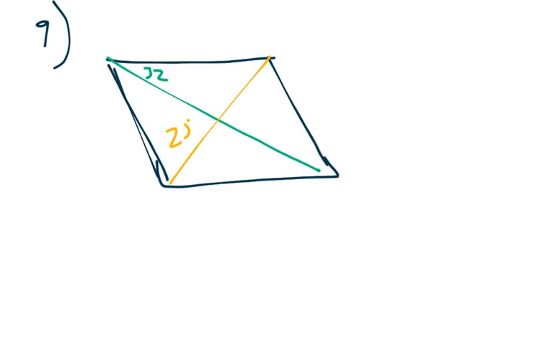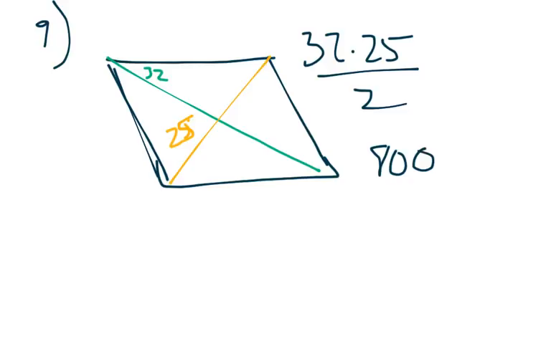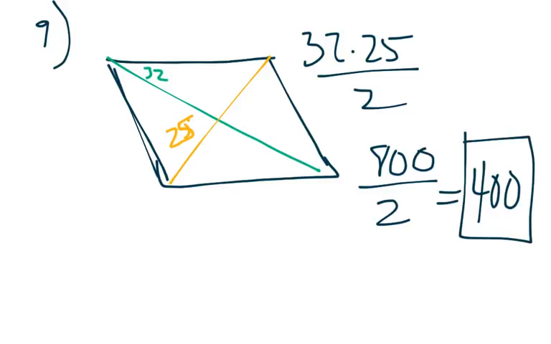Okay, number 9, we have two diagonals. This yellow one is supposed to be 25. So we have 32 and 25. So 32 times 25 divided by 2. So 32 times 25 is 800. So we have 800 divided by 2, and that is 400. So that is the area of this rhombus.